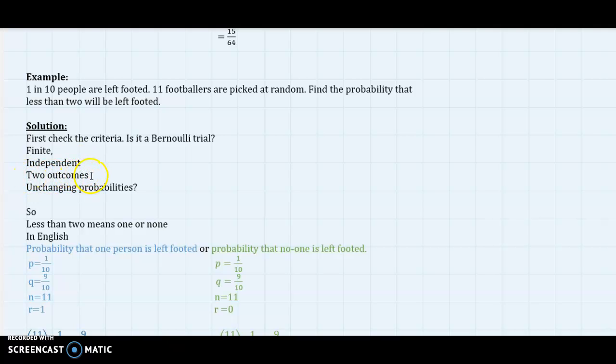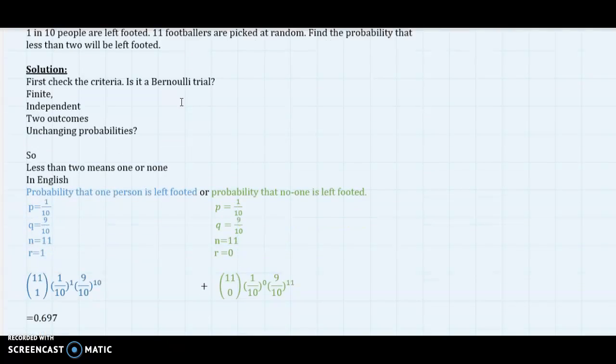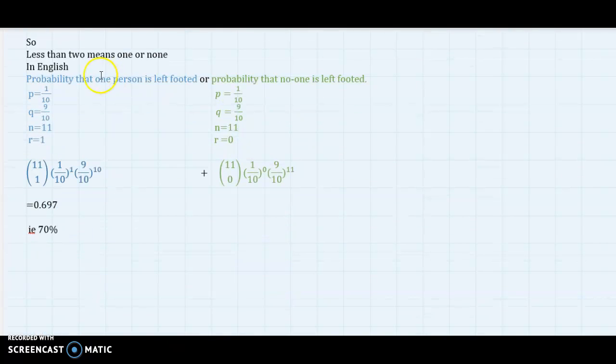Are there two outcomes only? Yes, people are either left-footed or not left-footed. And does the probability change from one trial to another? No, because the probability each time is that 1 in 10 is left-footed and 9 over 10 is not left-footed. So let's look at the question again. Find the probability that less than 2 will be left-footed. If you write that in English, what it actually means is that we want the probability that one person is left-footed or the probability that no one is left-footed.